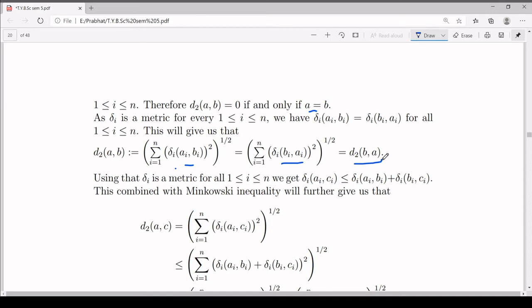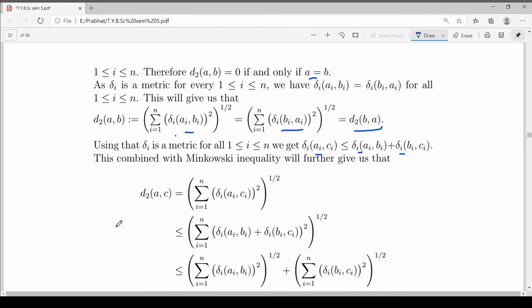Now third, triangle inequality. Consider delta I of AICI. Since delta I is a metric, it is less than or equal to delta I AI BI plus delta I BI CI. Now we will make use of this fact and let's see what happens with D2. If you consider D2 of A comma C, the square root of summation delta I AI CI squared, and using this fact here, you can say it is less than or equal to the square root of summation of delta I AI BI plus delta I BI CI, whole squared.